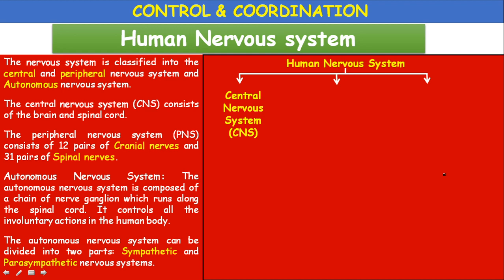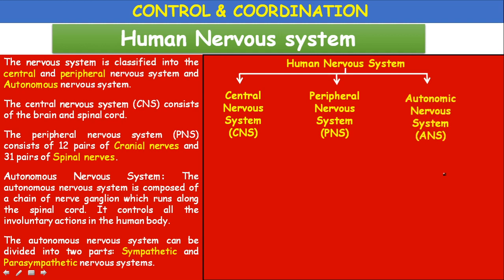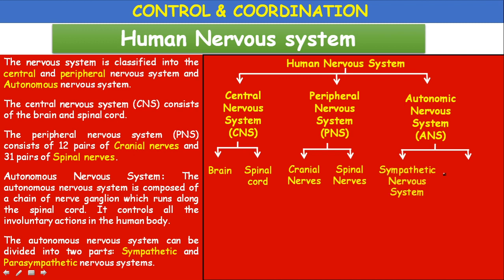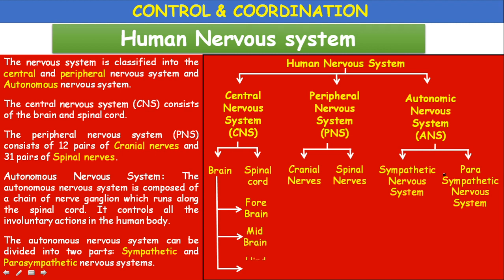So the human nervous system is divided into the central nervous system, peripheral nervous system, and autonomous or autonomic nervous system. CNS, PNS, ANS. The central nervous system consists of the brain and spinal cord. The peripheral nervous system consists of cranial nerves, 12 pairs, and spinal nerves, 31 pairs. The autonomous nervous system is divided into the sympathetic nervous system and parasympathetic nervous system. The brain consists of three main divisions: forebrain, midbrain, hindbrain. Whereas the cranial nerves arise from the brain, spinal nerves arise from the spinal cord.